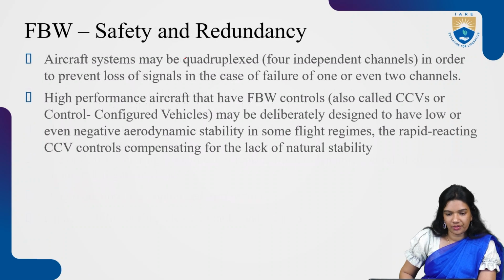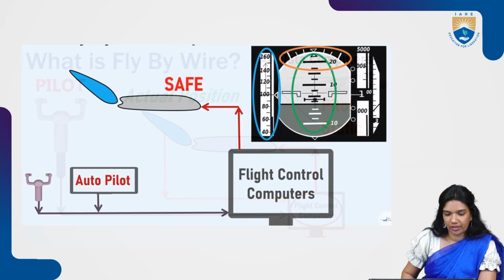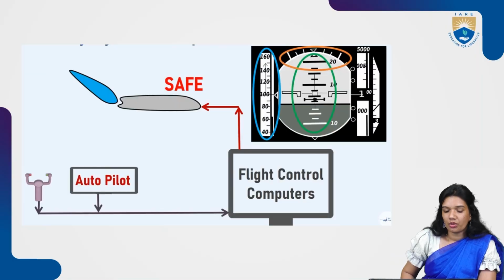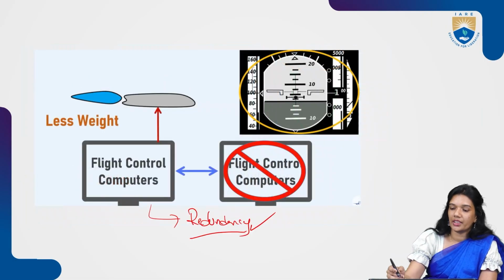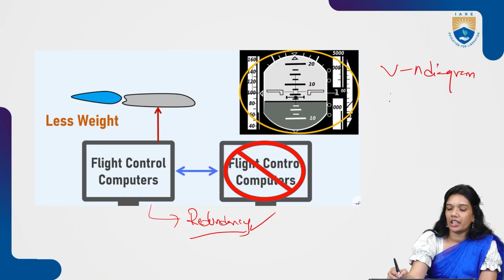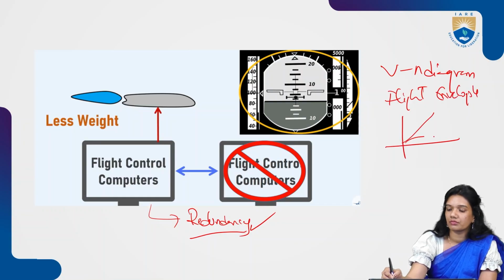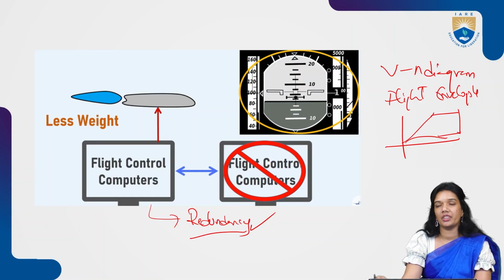So yeah, also there's one more thing. Okay, we don't have the diagram, but then yes. So we know the VN diagram, right? The VN diagram, or we call it the flight envelope, correct? So in this particular VN diagram, every aircraft is going to have its own flight envelope, right? Now, within those limits or boundaries only, the aircraft is going to fly, right?